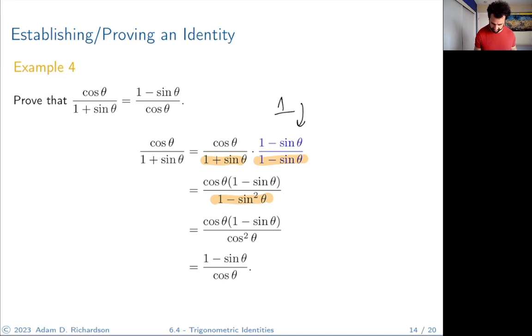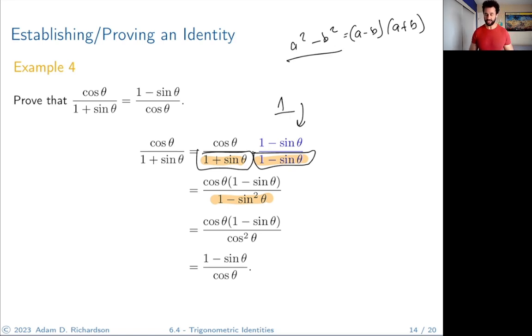Remember, difference of squares is a squared minus b squared equals a minus b times a plus b, like so. And that's what we have right here. Here's a plus b, here's a minus b. So when we multiply them, we get a squared minus b squared, which in our case is 1 minus sine squared theta. Now, what's cool here is 1 minus sine squared theta is just a tweaking of the Pythagorean identity. 1 minus sine squared theta is equal to cosine squared theta, just like that.